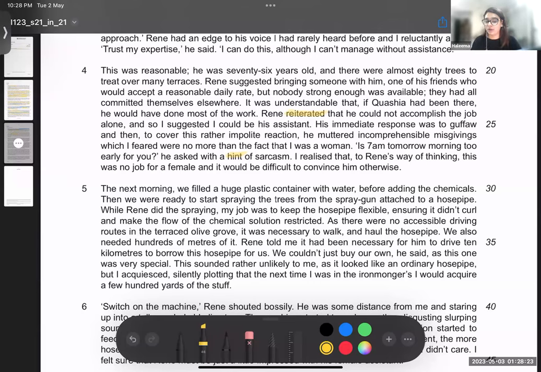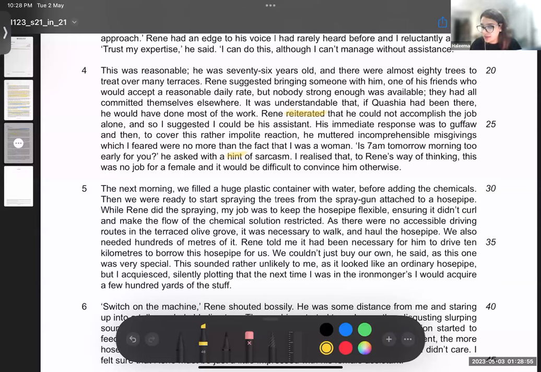So for example, if you look at part D, where it says hint in line 28, that's what you have to find a synonym for. He asked with a hint of sarcasm. The options are suggestion, laugh, question, and look. Now in this case, none of these other words have a similar meaning, and we have to go with suggestion. The expression suggested that this person had a bit of sarcasm in his tone.